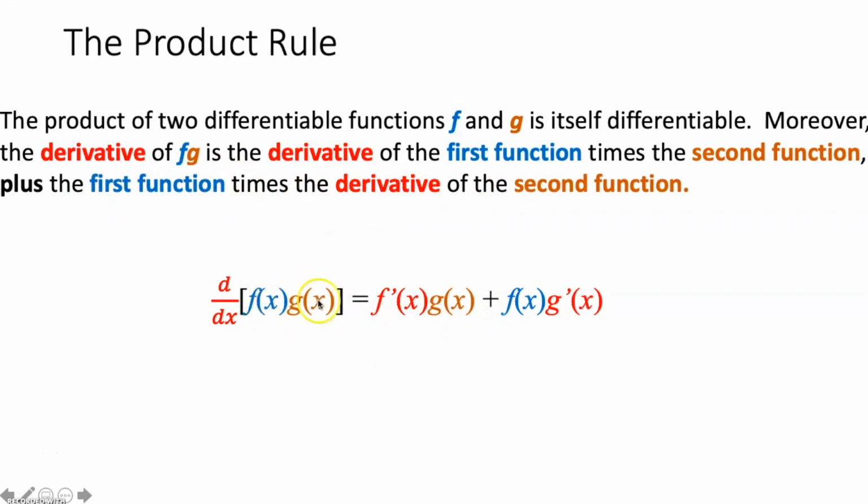We have two differentiable functions f and g being multiplied together. And I want to take the derivative of that product. What I do is I use the product rule, which says I take the derivative of the first function times the second function plus the first function times the derivative of the second function. So again, product rule is derivative of the first times the second plus first times the derivative of the second.